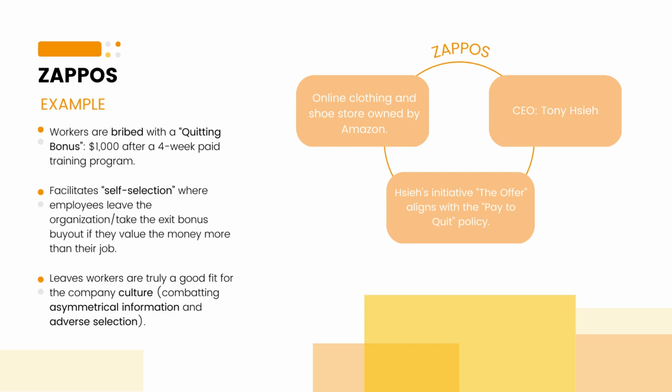The premise is to weed out unengaged workers who are out of alignment with Zappos' culture. Many see the money and run, leaving the employees who are truly a good fit. This is genius since it facilitates self-selection. Workers self-select themselves out of the organization and take the exit bonus buyout if they value the money more than their job. For Zappos, this lowers their internal operating costs from turnover, recruitment, training, and lost productivity in the long run by weeding out workers who are uncommitted early on instead of investing capital in them. This is why many other firms have adopted this same methodology.